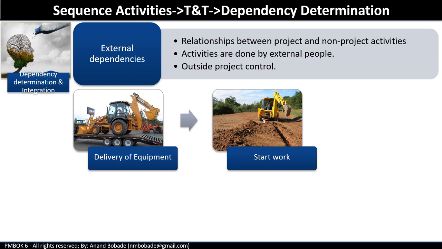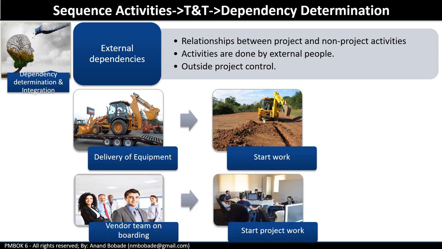Another example is you have signed a contract with a vendor to start the project work from 1st Jan. However, this activity is dependent on the vendor's resource getting on board a day before. Any delay in resource onboarding will delay your planned activity to start the work. And once again, you don't have control over getting vendors' resources on board on a specific date.